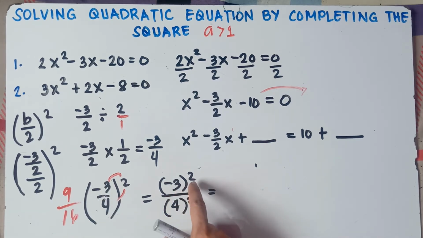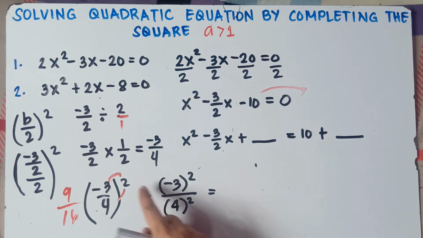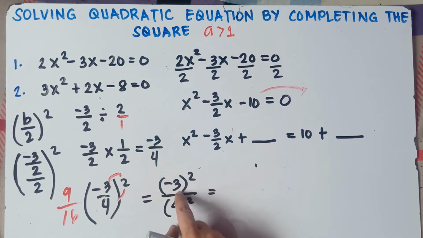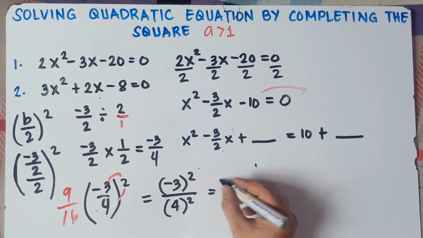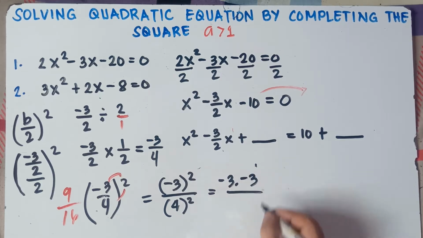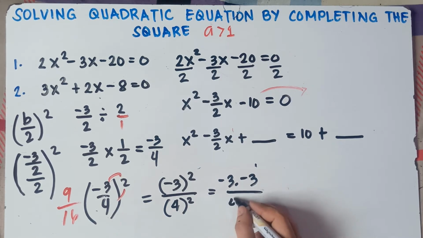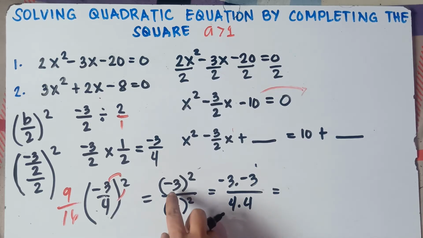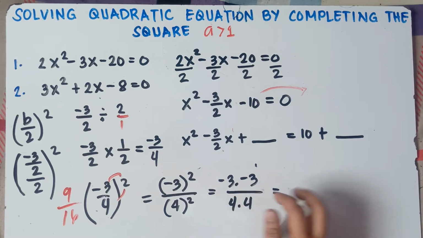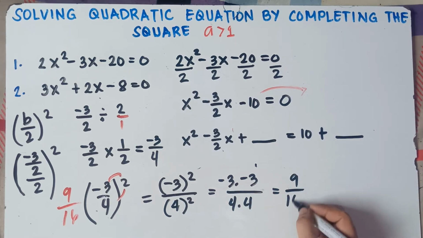Since we need to do it step by step, we need to distribute. Negative 3 squared doesn't mean negative 3 times 2. It means negative 3 times negative 3. 4 squared means 4 times 4, it doesn't mean 4 times 2. You multiply this number by itself twice. So negative 3 times negative 3, that's 9. 4 times 4, that is 16.